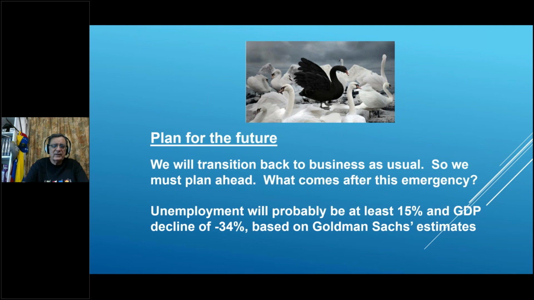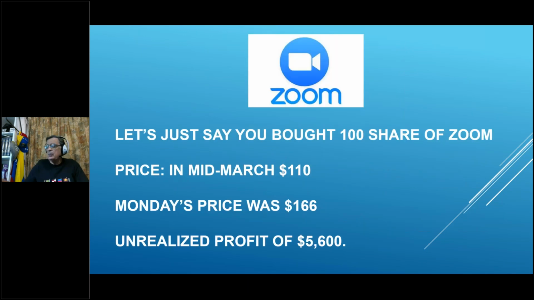So a black swan from a financial perspective is exactly that. It's a surprise that comes out of nowhere. Nobody could have predicted it. So that's what we have right now. But we have coming up after this, we now have the coronavirus crisis. What about the economic crisis? So that's a bit of a problem.